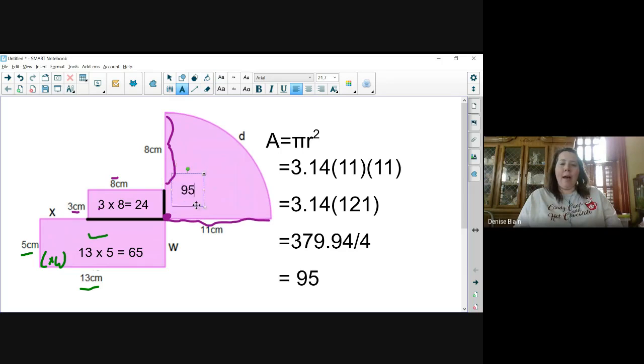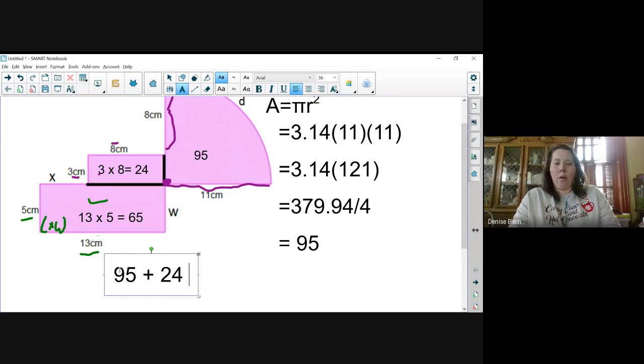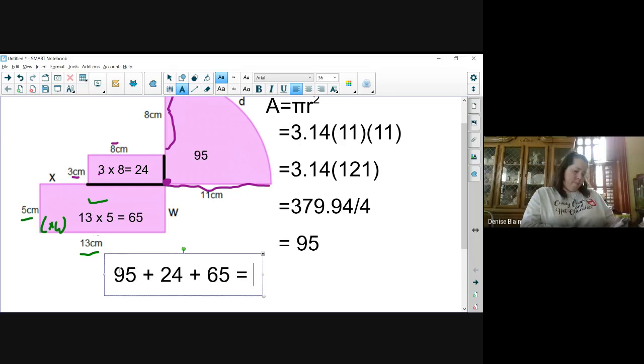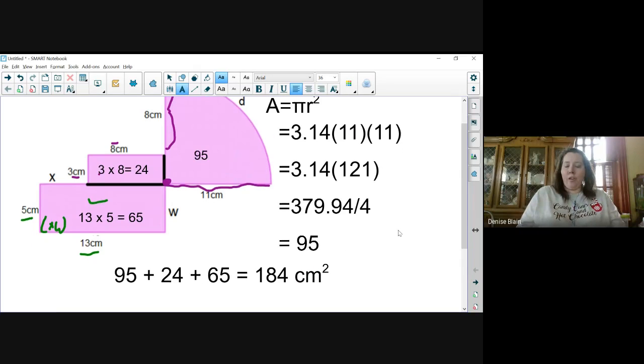So now I have to add the three numbers together. I need to add 95 plus 24 plus 65. When I add those numbers together, I get 184 centimeters squared. And that is the area of my shape, 184 centimeters squared.